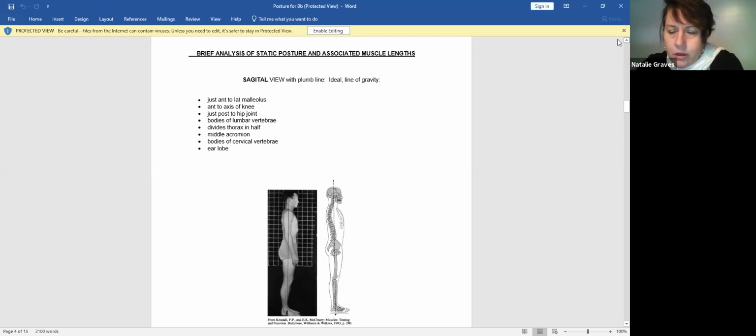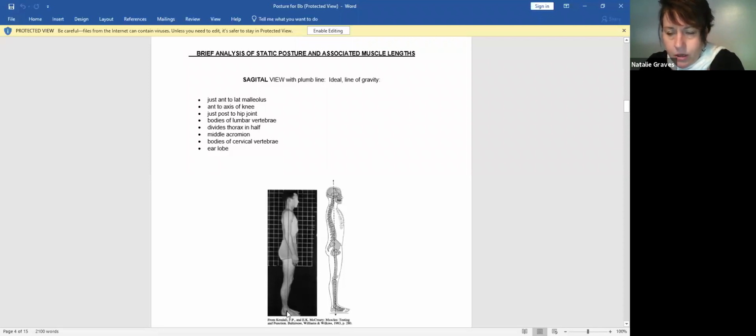So the first one that she named was just the ideal posture. We're going to be looking at each other's posture after I finish this, and then you guys can analyze each other's posture. But what you want to do is look at the posture from the sagittal view, which is the side view, and you're going to look at this plumb line. And we have some plumb lines in the lab.